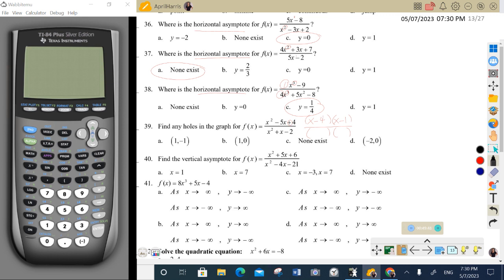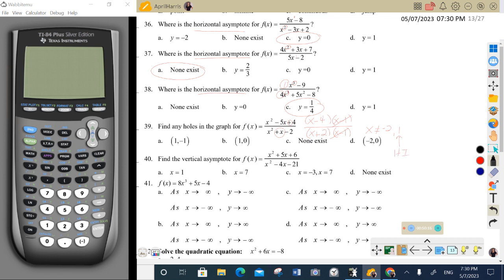In the denominator, we're multiplying to get a negative, so one's positive, one's negative. The only two things that multiply to give you 2 are 2 and 1, and the difference needs to be positive 1. So the bigger number is positive, the smaller number is negative. 2 minus 1 is 1, 2 times negative 1 is negative 2. So we have two places where this graph is discontinuous. One is at negative 2, and one at 1. The one that cancels is the hole in the graph.